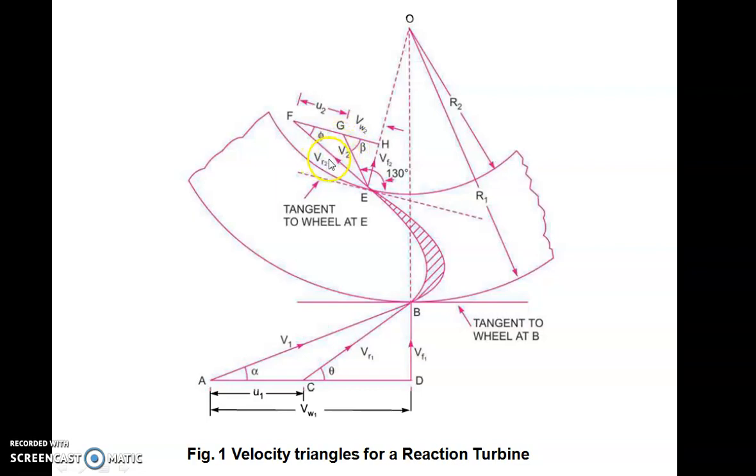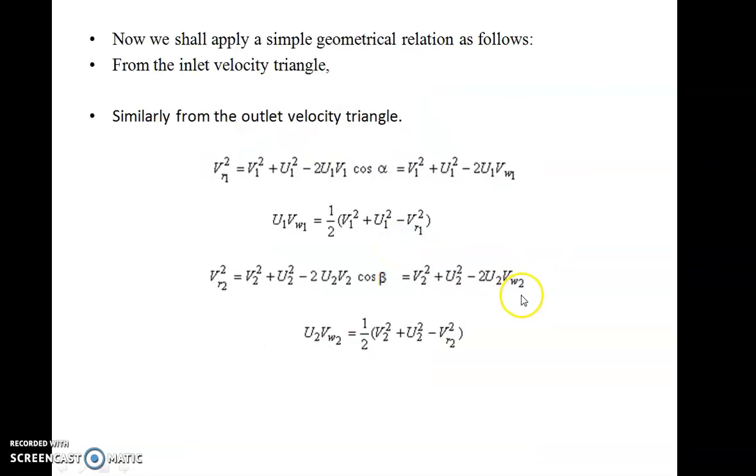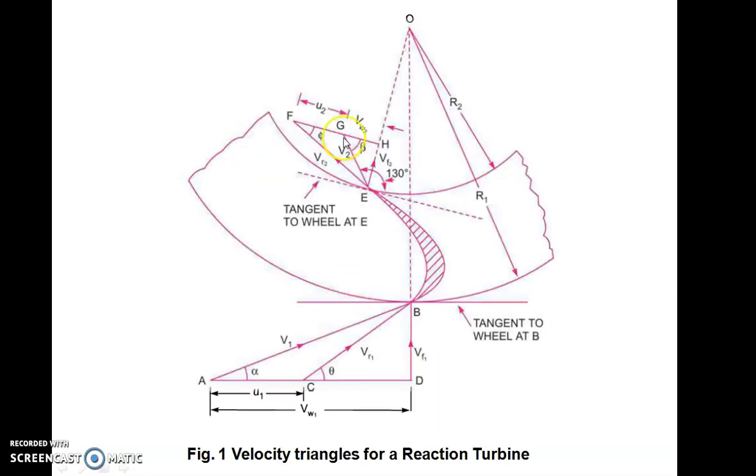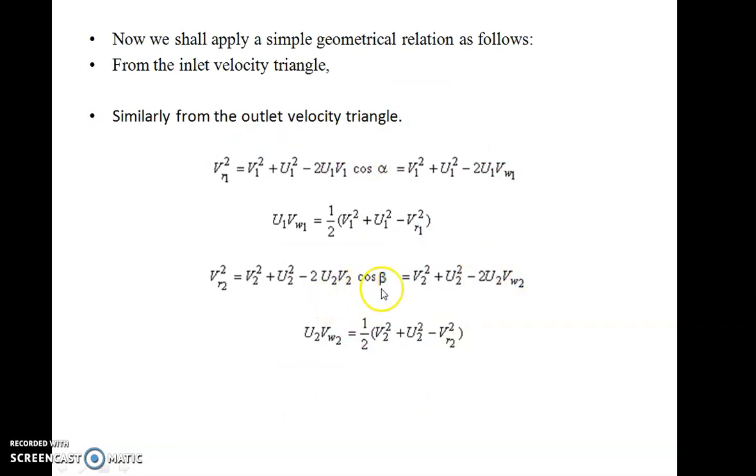So if you say VR2 square, it will be equal to V2 square plus U2 square minus 2 times V2 into U2 into cos of (180 minus beta). So ultimately VR2 square will be equal to V2 square plus U2 square minus of minus, it will become plus 2 times U2 into V2 into cosine of beta. But what is V2 cos beta? V2 cos beta will give you VW2, like V1 cos alpha gives you VW1, V2 cos beta gives you VW2. So you can replace V2 cos beta by VW2.